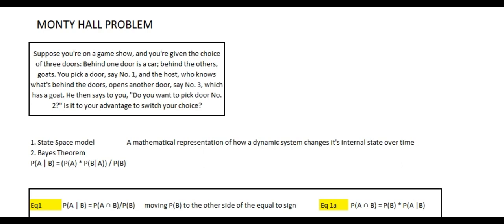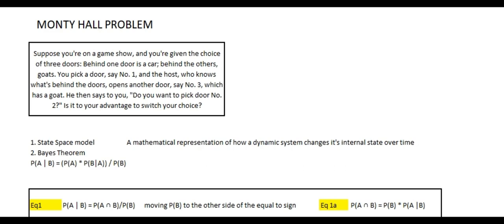The answer that we'll try to provide today is whether there's any advantage of switching and what's the probability gain. The way we will attempt to answer that question is by invoking 2 concepts in probability and math. The first one is the state space model. The second one is Bayes theorem.